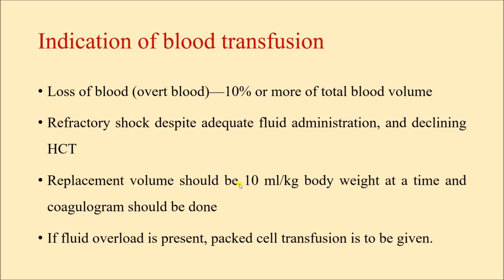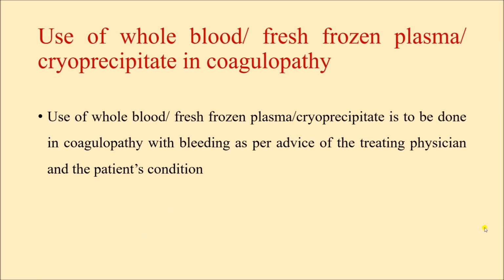The replacement volume, that means the blood transfusion, should be 10 ml per kg body weight, and coagulogram should also be done. If fluid overload is present, packed cell transfusion is to be given. Use of whole blood, fresh frozen plasma or FFP, and cryoprecipitate is to be done in case of coagulopathy with bleeding as per advice of the treating physician and the patient's condition. So not all the patients need whole blood or FFP or cryoprecipitate. If there is bleeding, then the treating physician will decide whether he needs these components.